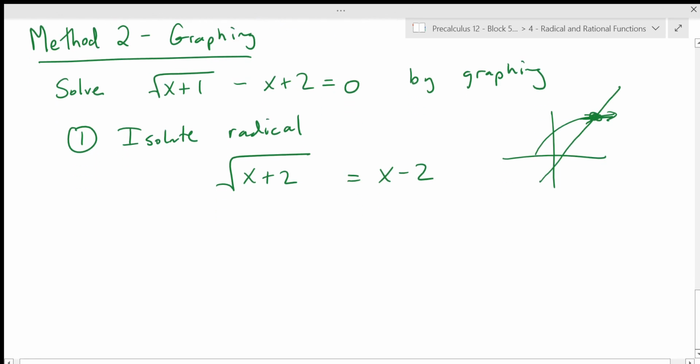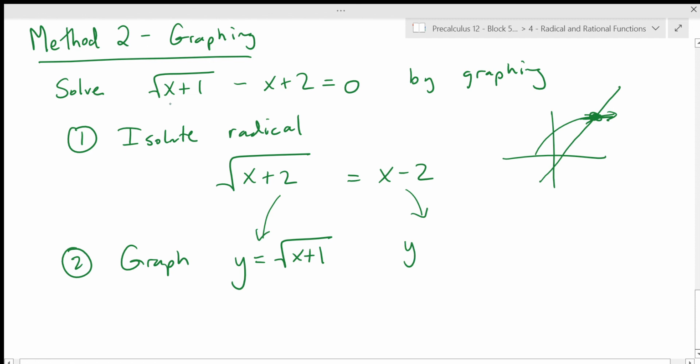Desmos. So if we want to solve, and this doesn't just work for radical equations, it works for literally any equation. If we have some expression on one side, some expression on the other side, what we're going to do is graph y equals radical x plus 1. Okay, we take that and make it a y equals. We take this side and we make it a y equals. Y equals x minus 2. And we look for their point of intersection.